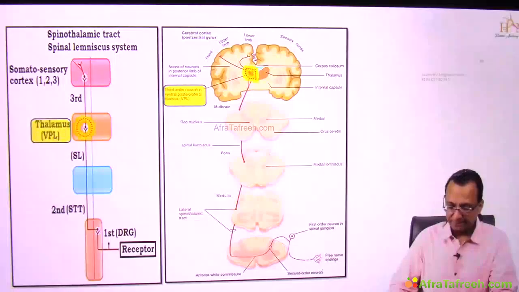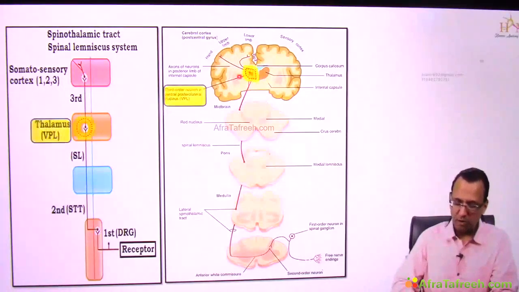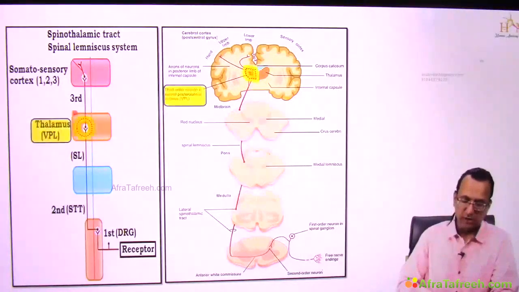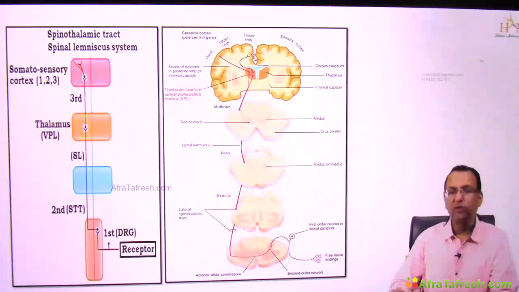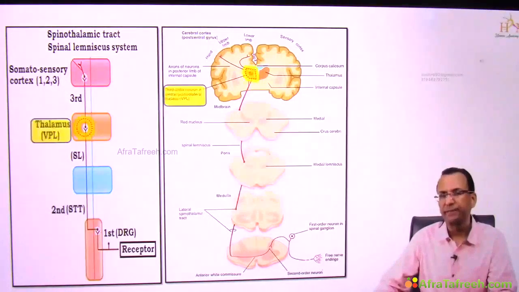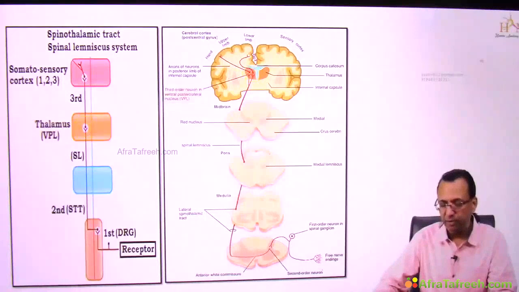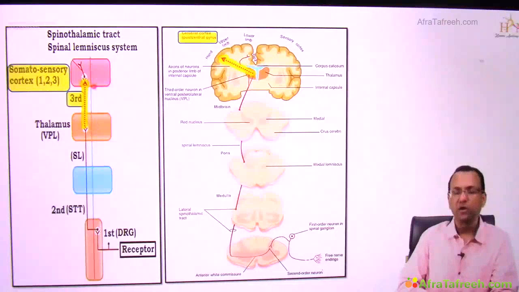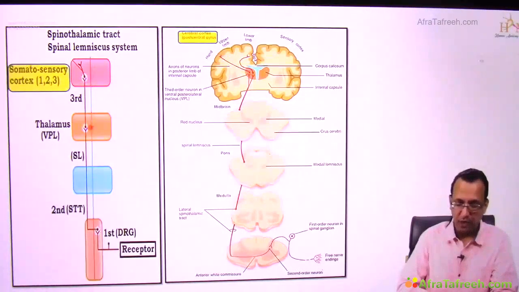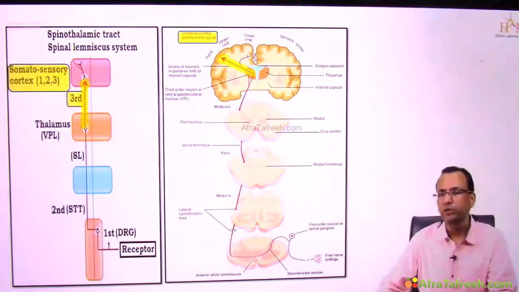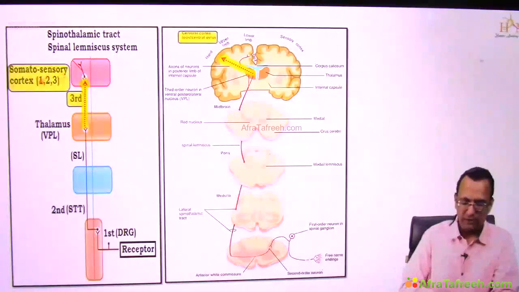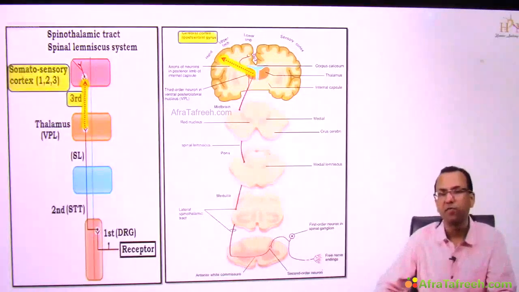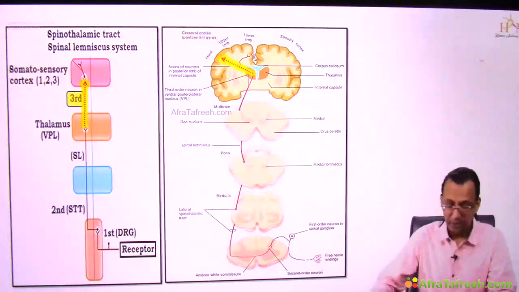So where is it synapsing? The third order neuron is again in the thalamus, the VPL nucleus, the ventroposterolateral nucleus, for pain and temperature of the body. The thalamus will send the third order neuron passing through the internal capsule. After passing the internal capsule, it goes to the cerebrum, areas 1, 2, 3, which is the postcentral gyrus, the parietal sensory cortex, receiving pain and temperature from the opposite side of the body.